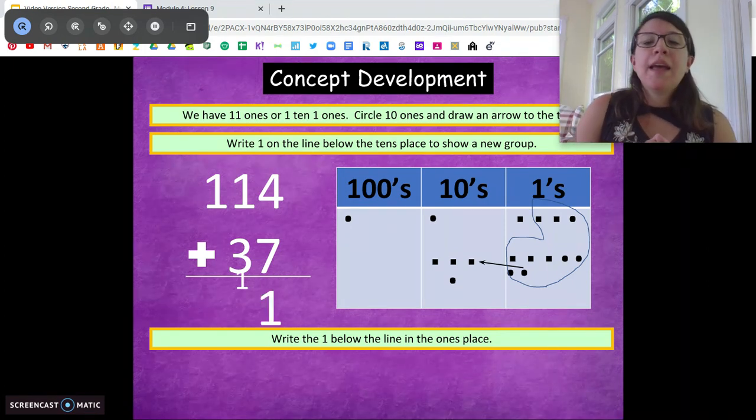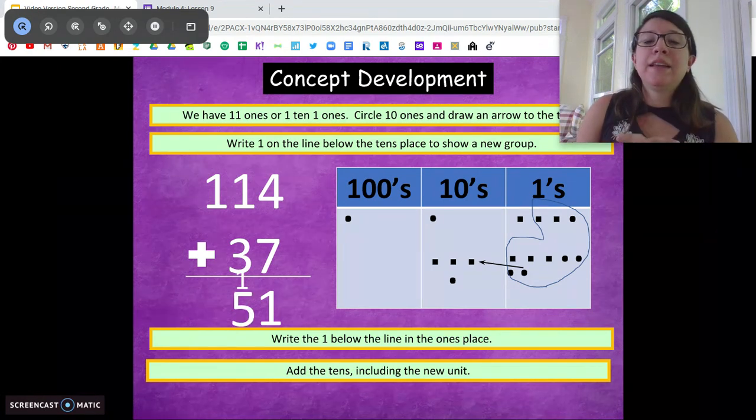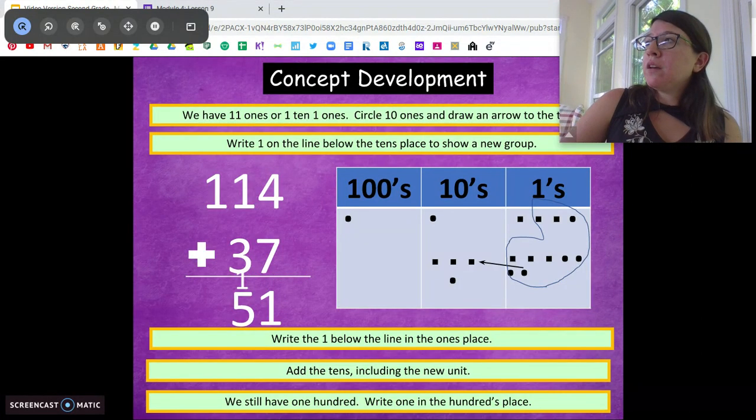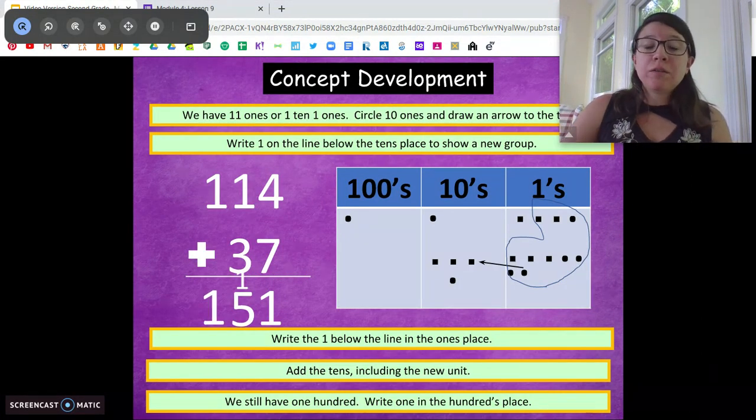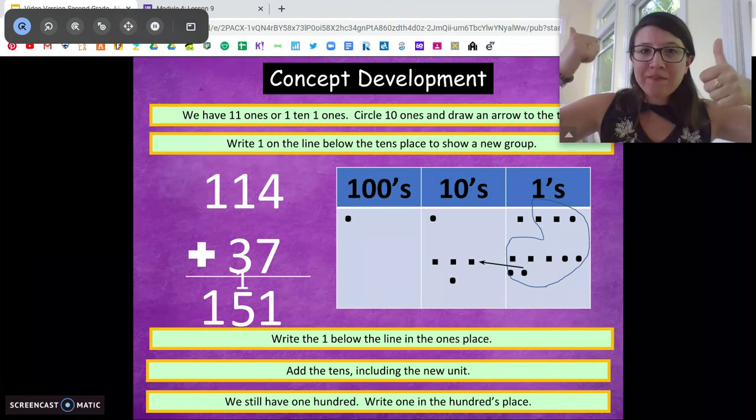Okay, now that I did that, how many 1s do I have left over that are not in my circle? Just 1. Good. And then now how many 10s do I have? Yeah. Whoop, I have 5. And then did my hundreds place change at all? No, that stayed the same. We're all good. So now we're at 114 plus 37 equals 151. Awesome job. Thumbs up if you got that.